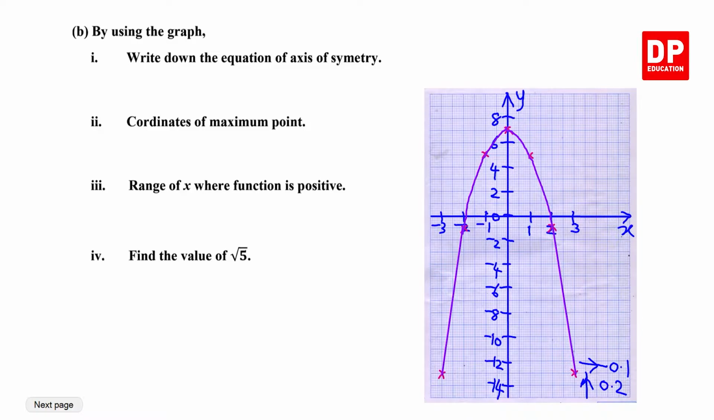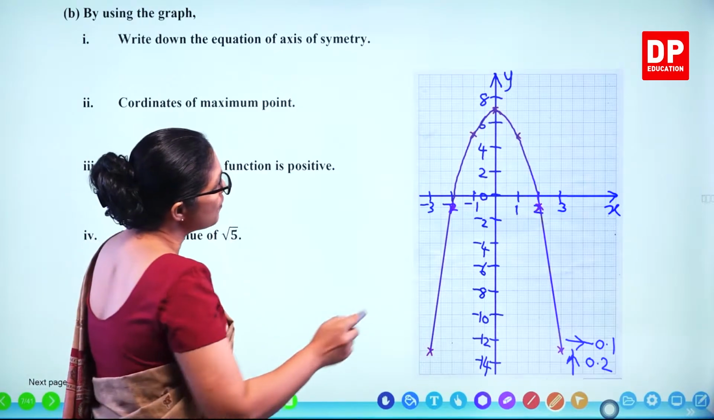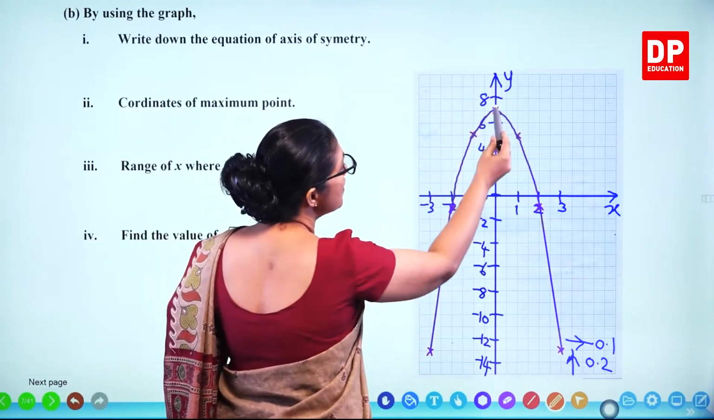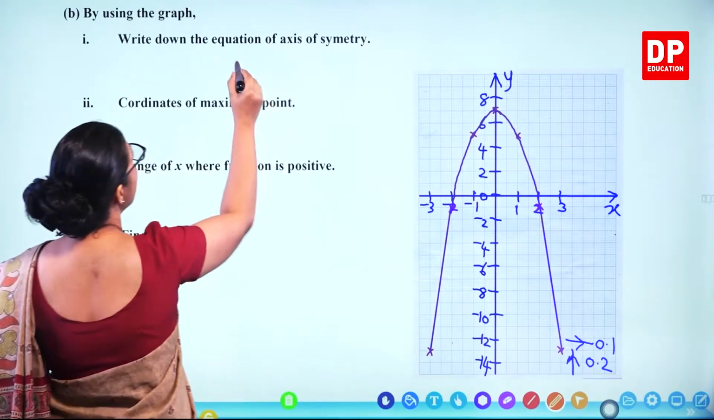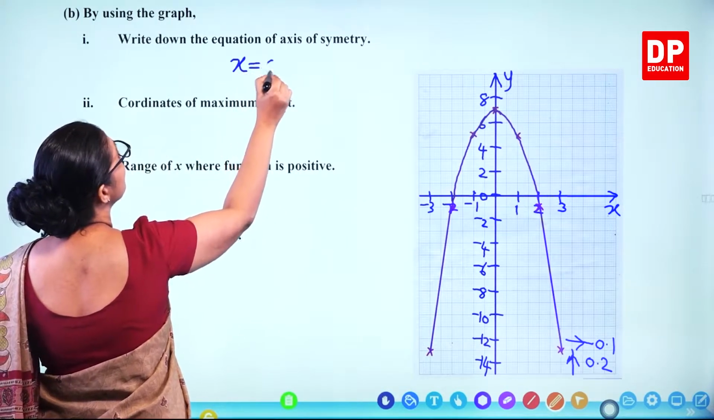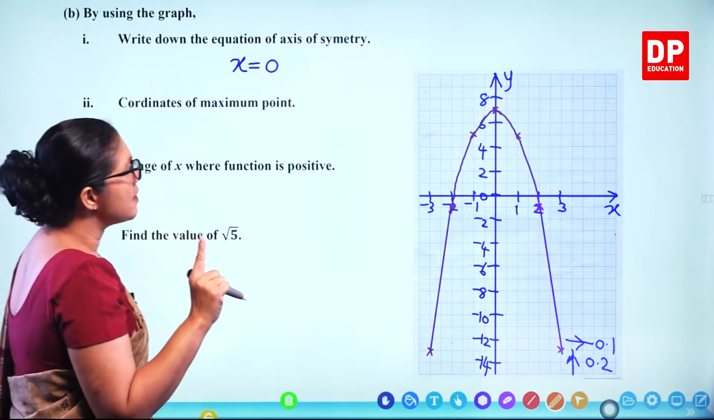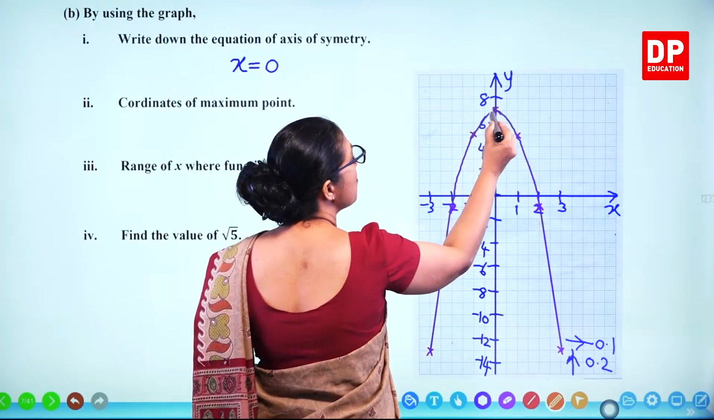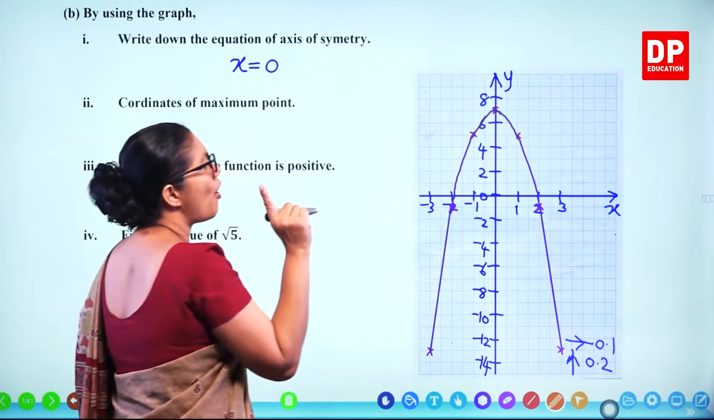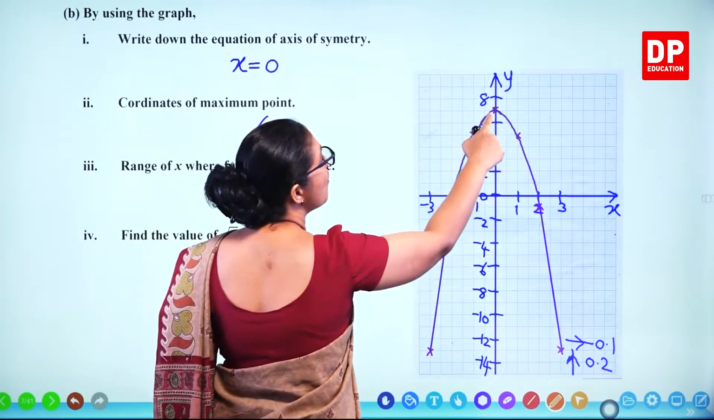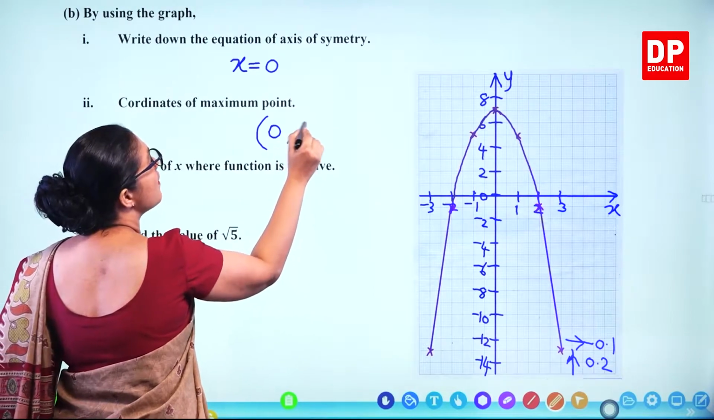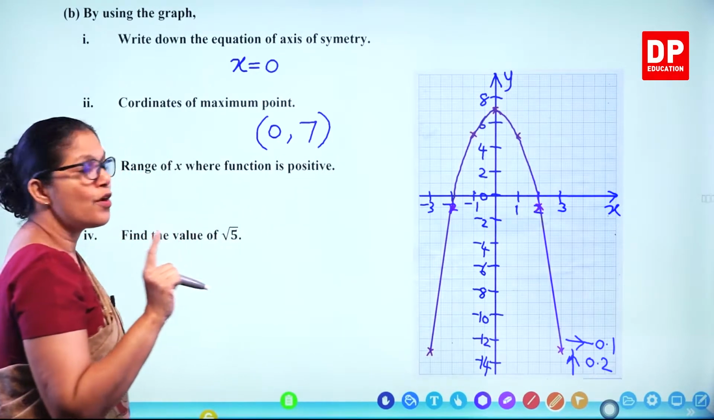By using the graph, write down the equation of axis of symmetry. Axis of symmetry passes through the vertex point. So that means here x equals 0 line. Coordinates of maximum point. So this is the maximum point. That's when x equals 0, the value of y is 7. So 0, 7.